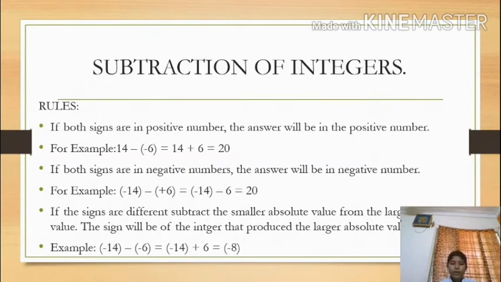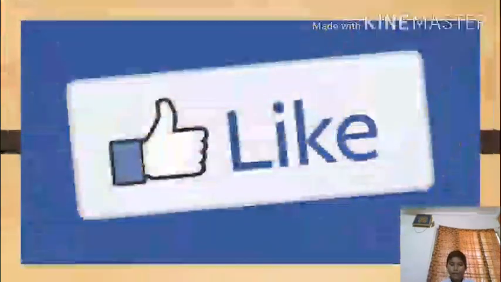Third rule, if the signs are different, subtract the smaller absolute value from the larger absolute value. The sign will be of the integer that produced the larger absolute value. For example, negative 14 subtracted by negative 6, which is equal to minus 14 plus 6, which is equal to minus 8, that is negative 8.